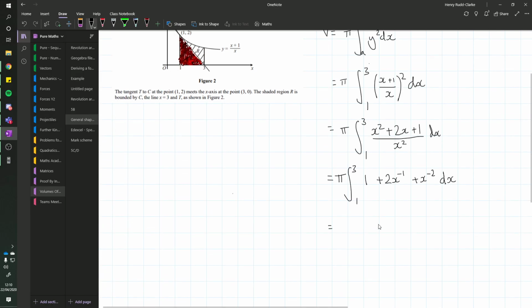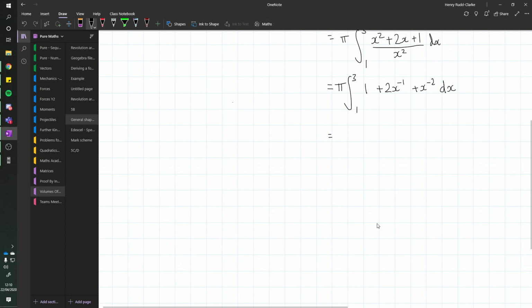I mean, you guys are probably way ahead of me already in this. So here we go. Pi. So, oops, I'm drawing the integral sign again for no reason. There we go. So, x plus 2 ln x minus x to the minus 1, between 3 and 1. Alrighty, and we'll put in the numbers.